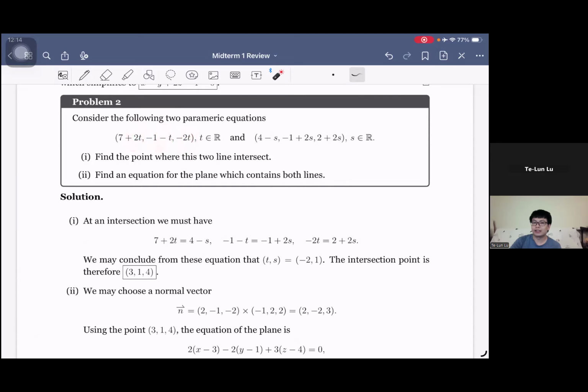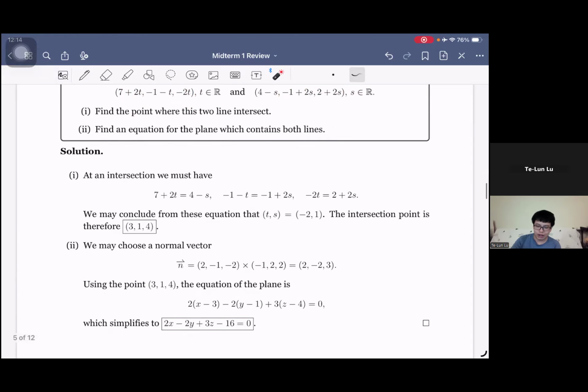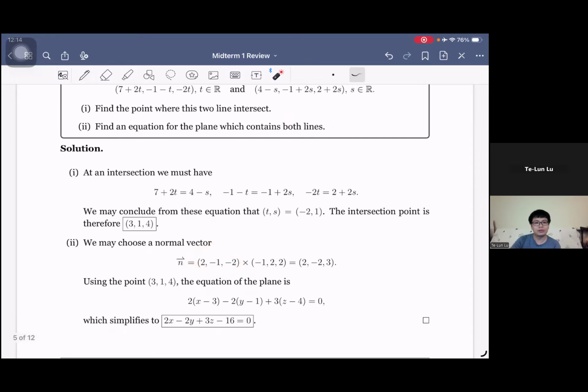The directional vector of this line is basically orthogonal to the normal vector of the plane. So this guy and this guy are what I'm interested in. We have (2, 1, -2) together with (-1, 2, 2). That will be a choice of a normal vector, right? Taking the cross product, you get this guy.